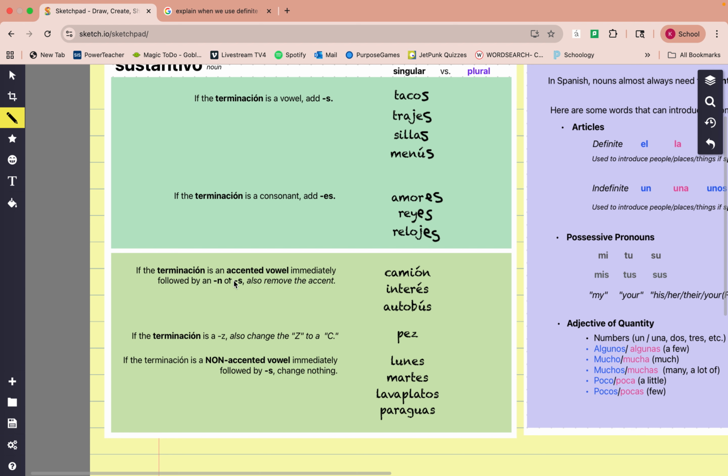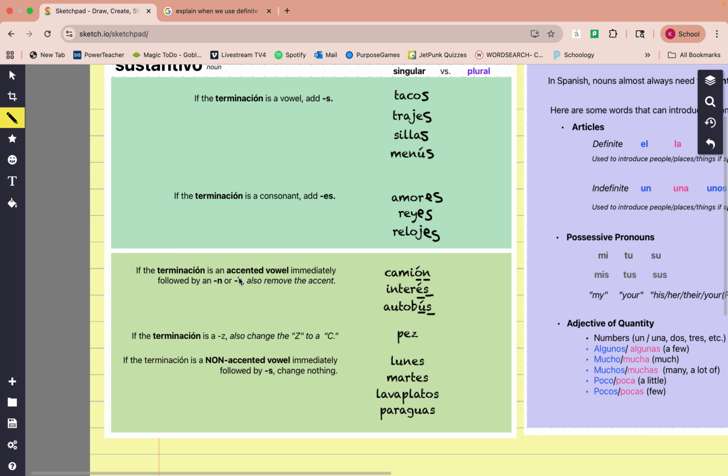So if the terminación ends in N or S, okay, which is a consonant, so we're still going to be adding ES, and right before that N or S is an accented vowel. In other words, if the terminación is an accented vowel, such as this O with an accent, or this E with an accent, or this U with an accent, and then it's immediately followed by an N or an S. So here, this O is immediately followed by an N, this one is immediately followed by an S, and this one's immediately followed by an S.